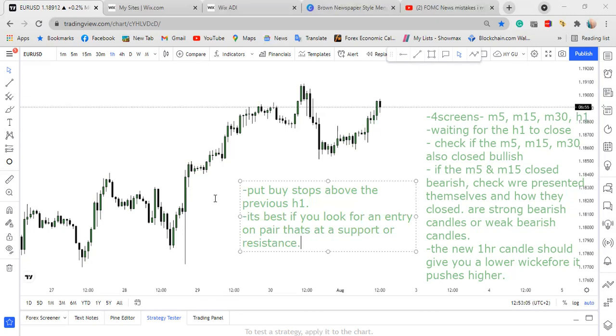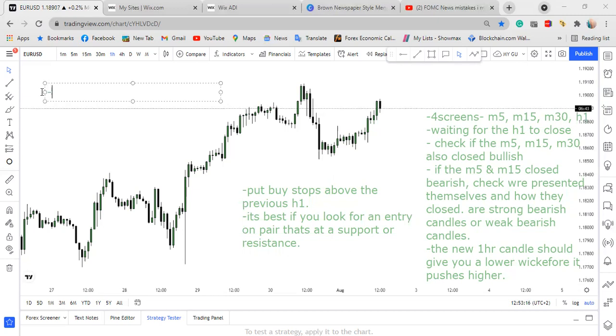So on our stop loss, it would be best to put your stop loss below your 1 hour candle, right? Now this is a much tighter stop loss, a much safer stop loss, because if price is going to break the low of our previous candle and close below there, it's most likely going to continue lower.